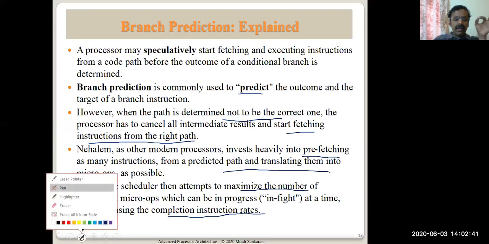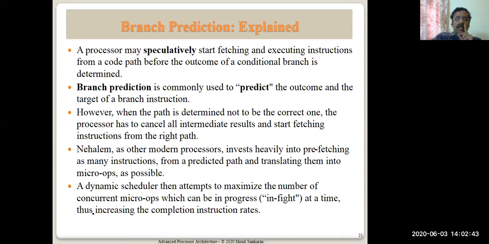Let me explain why we are doing it. You may think that, okay, if you are going to scrap everything, then don't do it. Just wait till the control instruction result is out. Then I will worry about what to execute, what to access. It is like not studying before the exam.